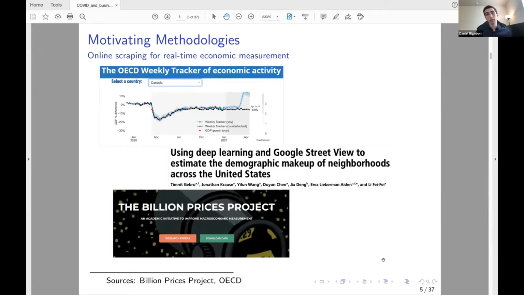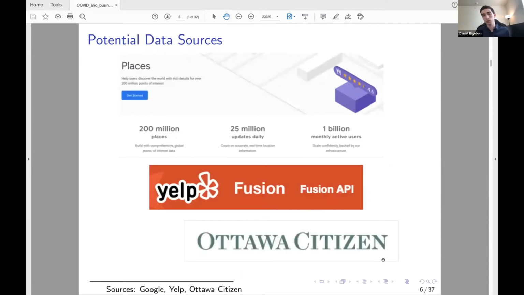So the first question is, what is the actual data that we use? We looked at a couple of different options. The first, and the one we'll be discussing for most of the remainder of the presentation, is Google Places. They have this wonderful claim on their landing page, which is that we can count on accurate real-time location information, which at the end of the day is exactly what we want in this project.